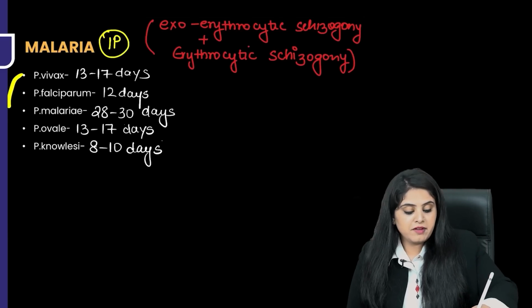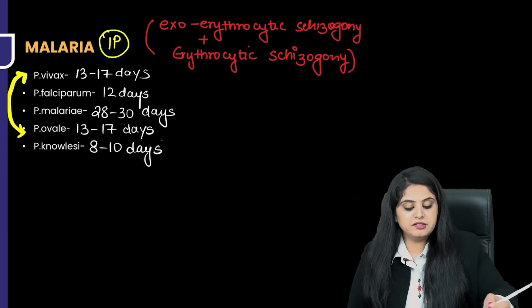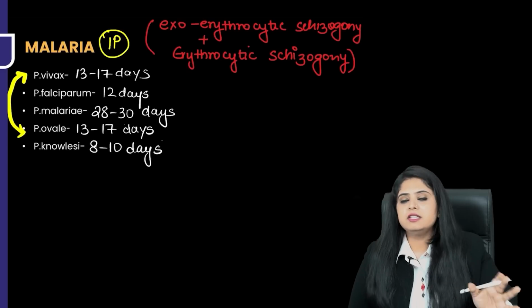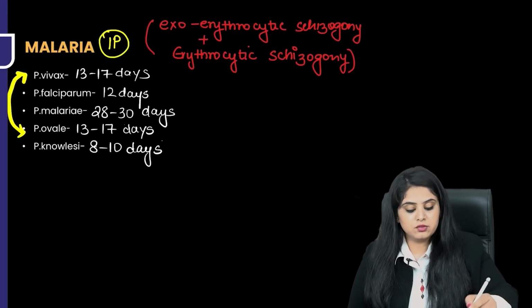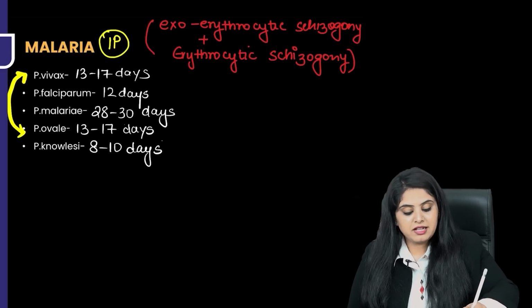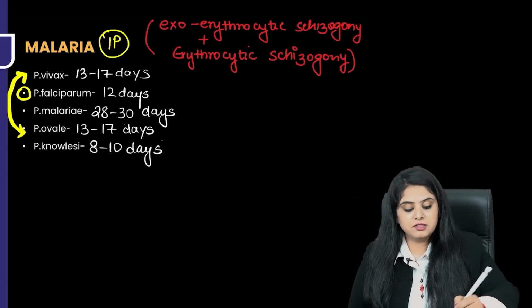Everything, let me tell you, for vivax and ovale is always going to be similar, 13 to 17 days. Everything for vivax and ovale is going to be similar in the story. Now falciparum is going to be fatafat. Fatafat is going to be 12 days.